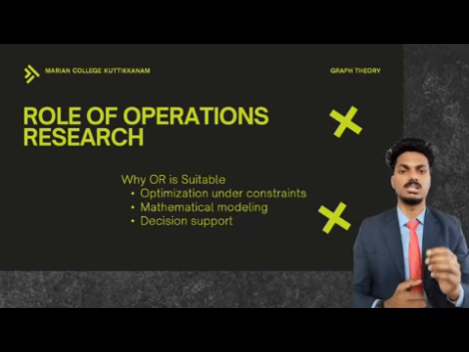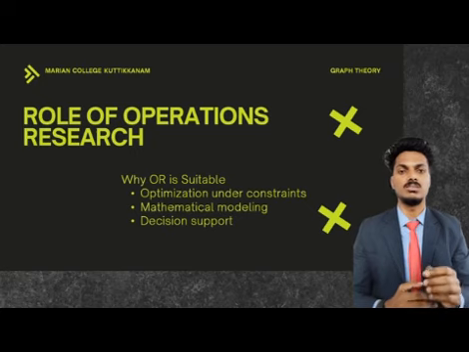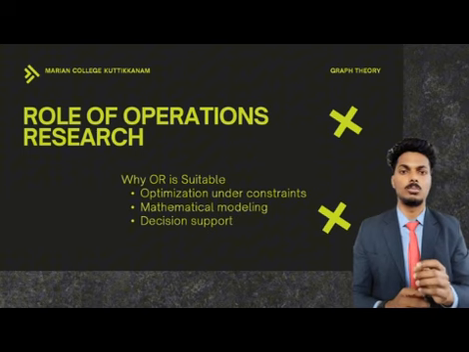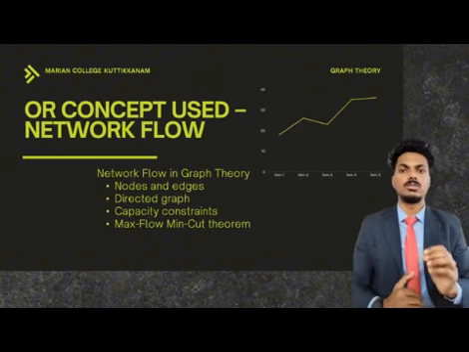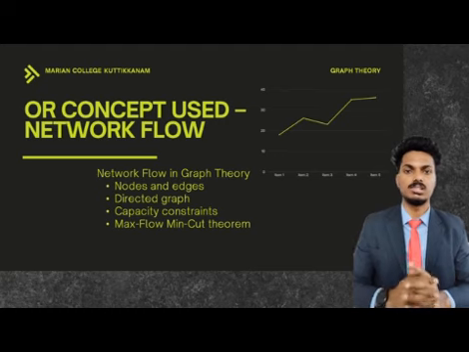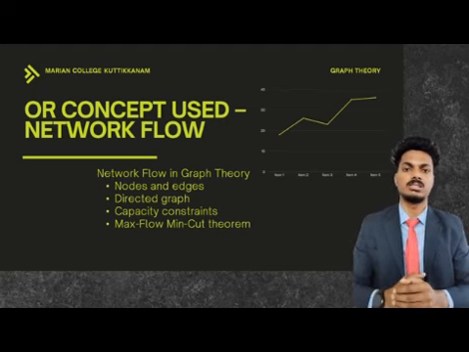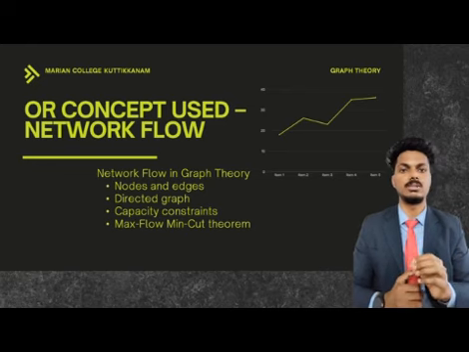In our case, the constraints are the network bandwidth limits, and the objective is to maximize data transfer speed. Hence, OR provides a structured and optimal solution. The network flow model represents systems where something flows, such as traffic, water, or data. Each connection has a limited capacity. This matches perfectly with data transfer in computer networks.